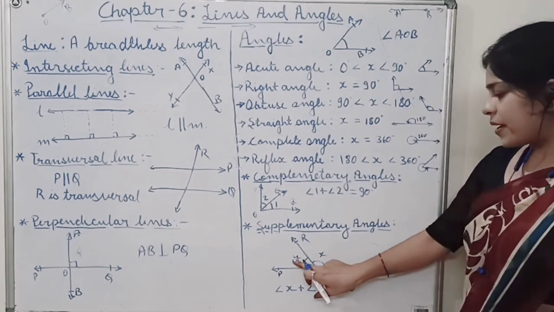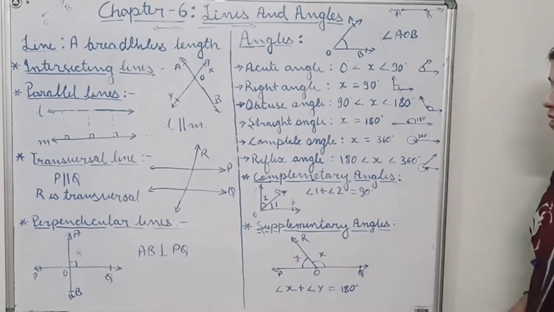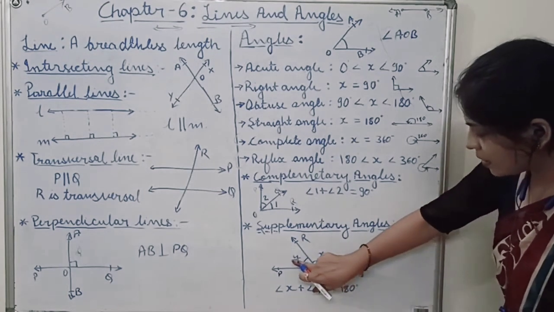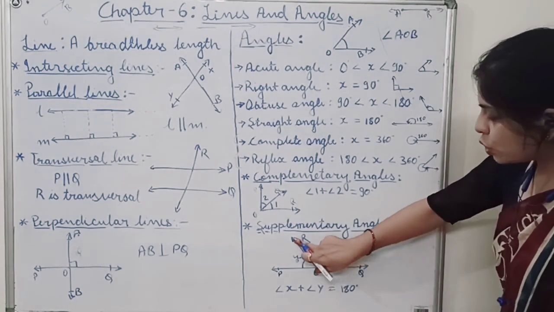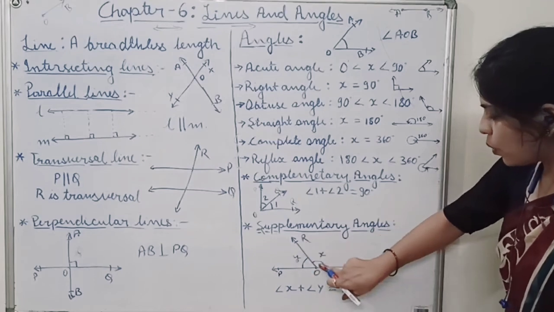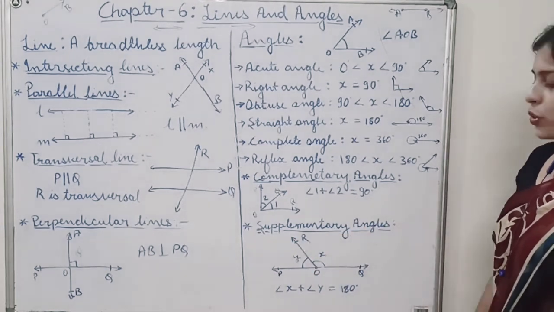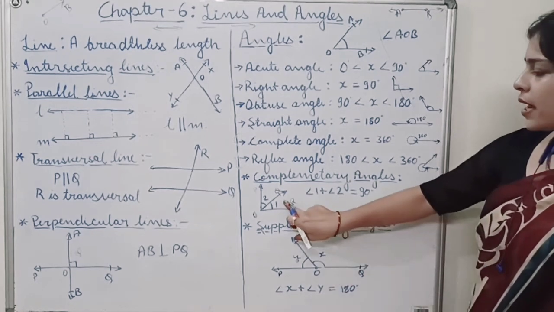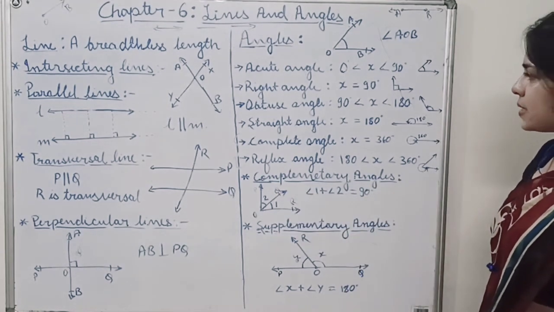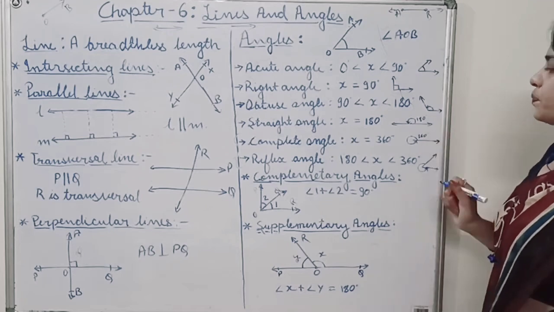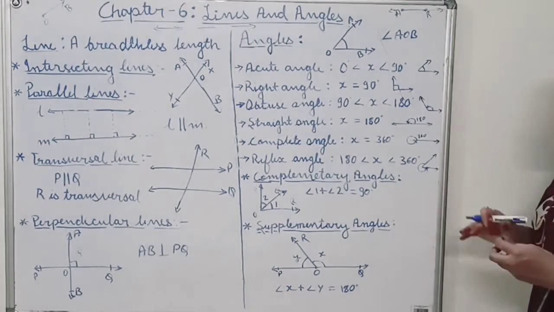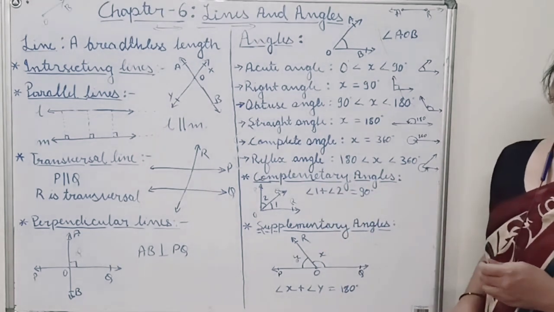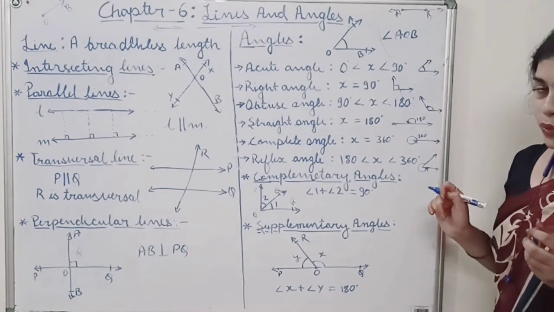Here angle X and angle Y are also adjacent angles. Why? Because they have the same vertex. Angle X has vertex O and angle Y also has vertex O, and the common arm between X and Y is OR. OR is the common ray, or you can say common arm. Okay, so angle X and angle Y are also adjacent angles. Angle 1 and angle 2 are also adjacent angles. Okay, now let's come to the pair of angles, complementary angles and supplementary angles. It is understood what adjacent angles are.